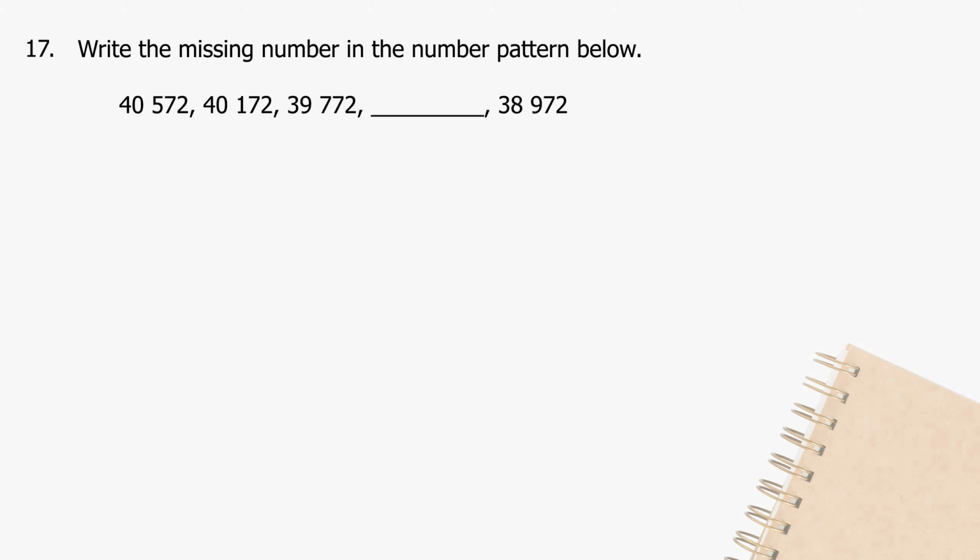Question 17. Write the missing number in the number pattern below. 40,572, 40,172, 39,772, missing number, 38,972.